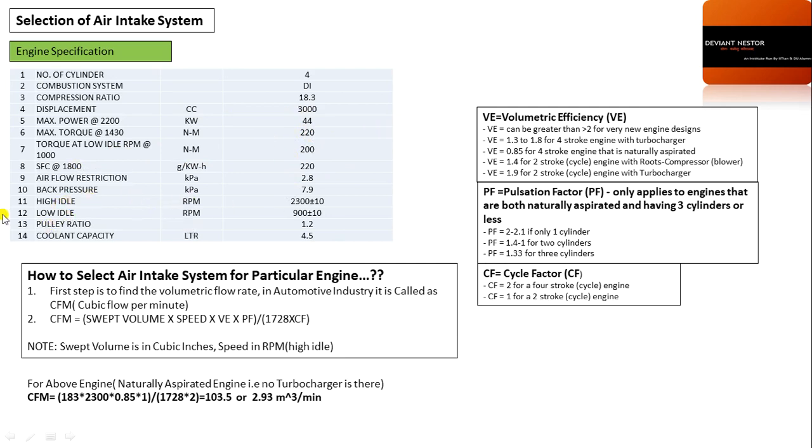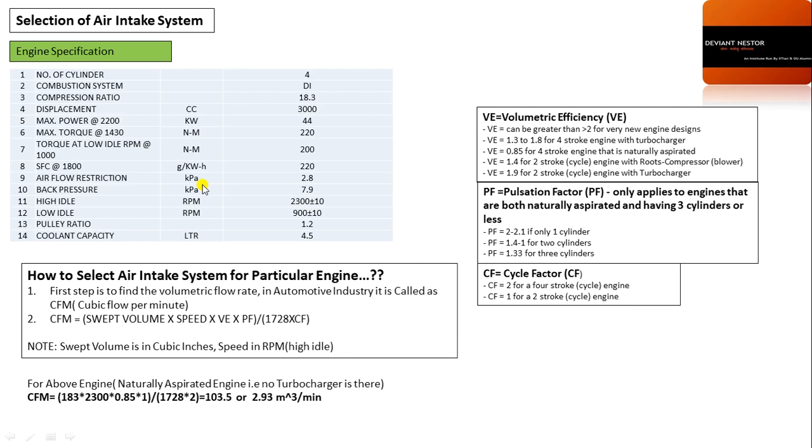Its high idle is 2300 plus or minus 10, and low idle is 900 plus or minus 10. Those who are engineers can correlate what high idle and low idle are. And the most important thing is the air intake airflow restriction, that is, the restriction offered by the air intake system. So if someone asks what the air cleaner size would be, say 5 inches, 6 inches, 7 inches, or 8 inches, how will we come to the conclusion of what type and what inches of air cleaner is required?